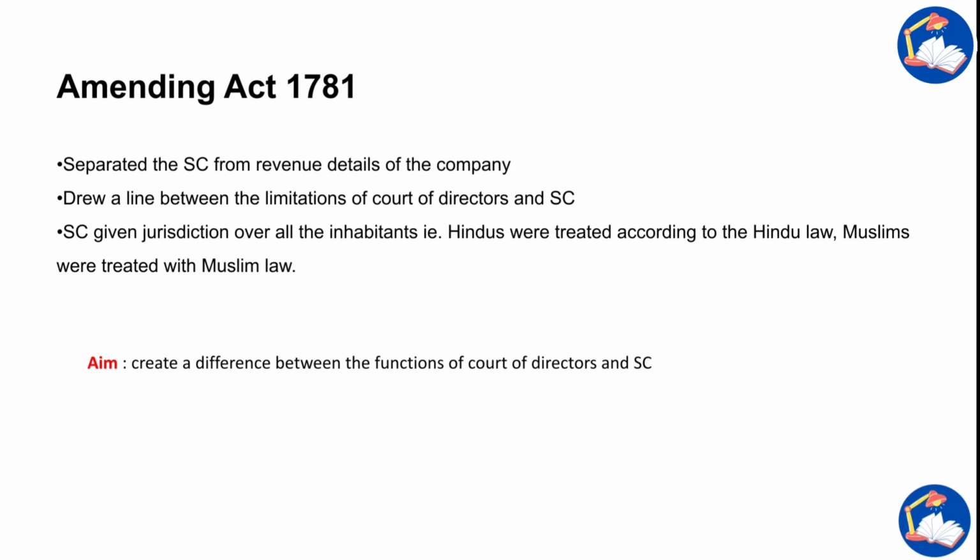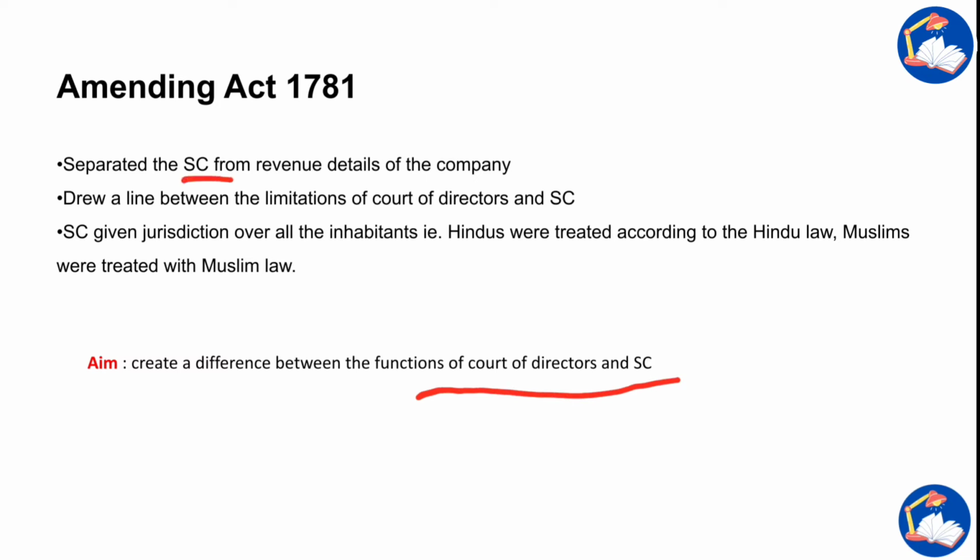Now the second one is the Amending Act of 1781. We have seen in the previous act that the Supreme Court was created. There was a clash between the company and the Supreme Court. There was also the Court of Directors, which was another administrative body of the East India Company. There was a clash of powers about how the revenue should be collected, as the Supreme Court had a different view. So this act separated the functions of the Court of Directors and the Supreme Court.